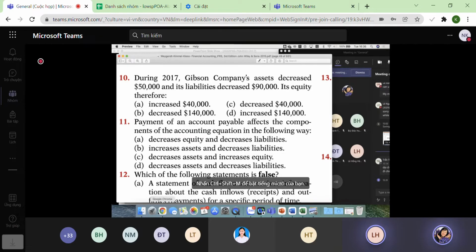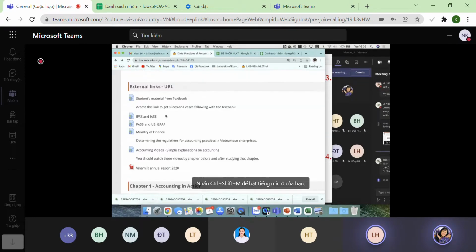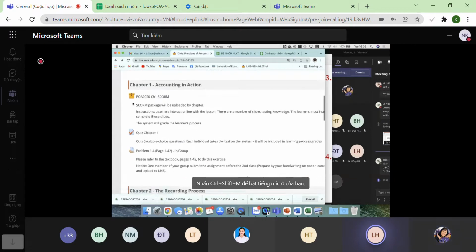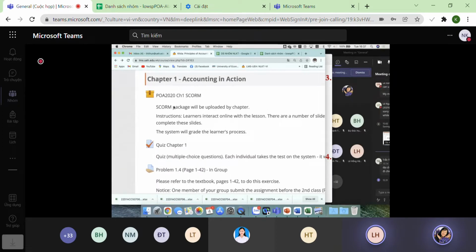Homework, yes. Here, for the LMS class, we have each chapter, and in each chapter we have the SCORM, the interactive lecture. You should do this exercise before class. Because this is the first class, you can do it before the second class. Finish this exercise.